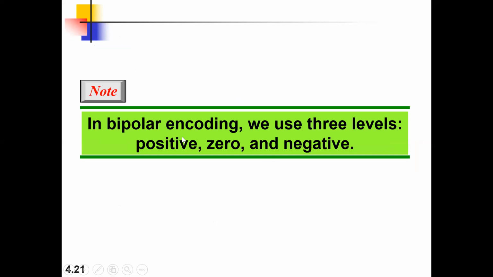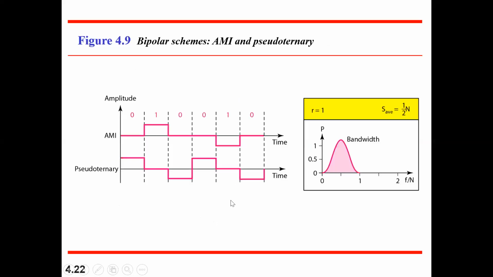The next one is bipolar coding. In the bipolar encoding technique, we have three different levels. One is positive, another is zero, another is negative. So we have three levels, that is plus A, zero, followed by minus A. This is nothing but your bipolar schemes. In the bipolar schemes, you have two different flavors or categories. One is called alternate mark inversion, that is AMI. Another one is called pseudoternary.